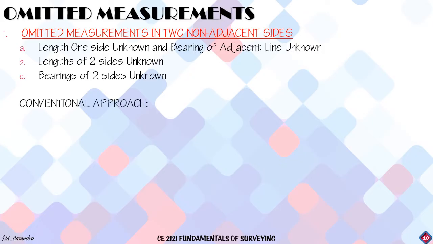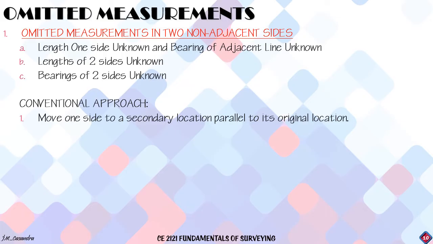So for our conventional approach, firstly, we move one side of the traverse with known values to a secondary location which is parallel to its original position. If we have two sides that can be moved, then we can do that. So you move these known lines to a secondary position to form a new traverse, or to close a traverse. It's like we are eliminating your two unknown sides.